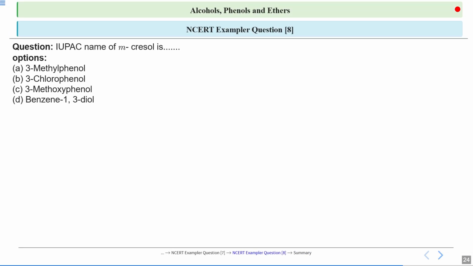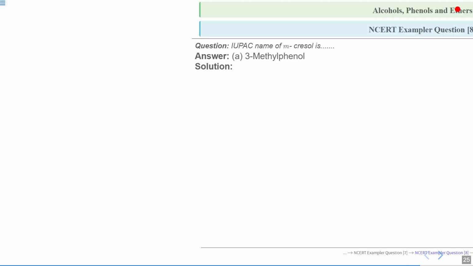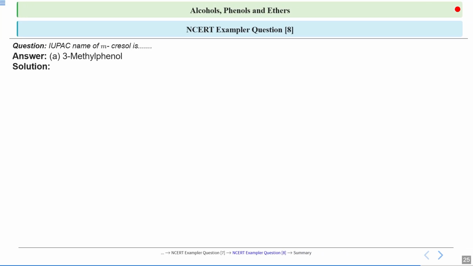Let's see the next NCERT exemplar question number 8. The IUPAC name of metacresol is, we have studied about it. Options are 3-methylphenol, 3-chlorophenol, 3-methoxyphenol, or benzene-1,3-diol. The correct answer for this question is option A, that is 3-methylphenol.